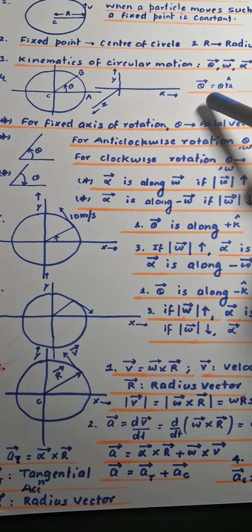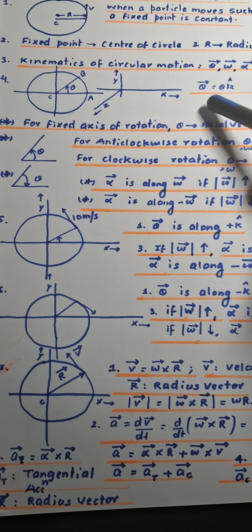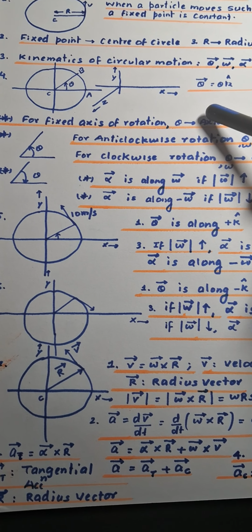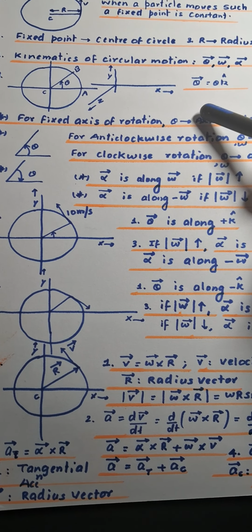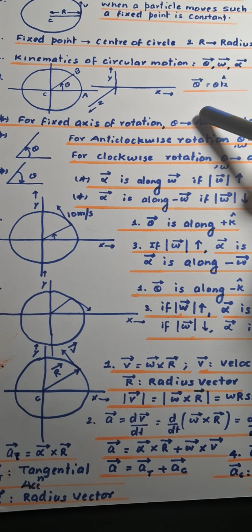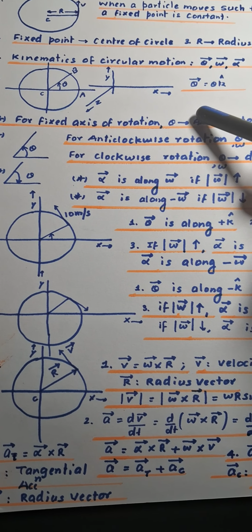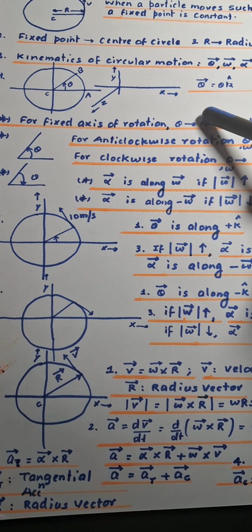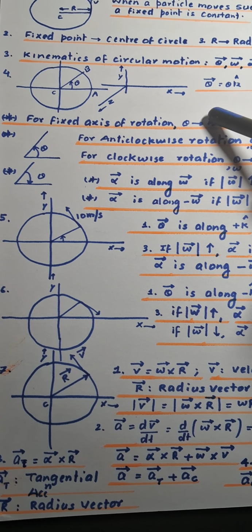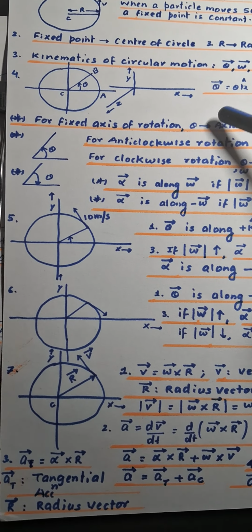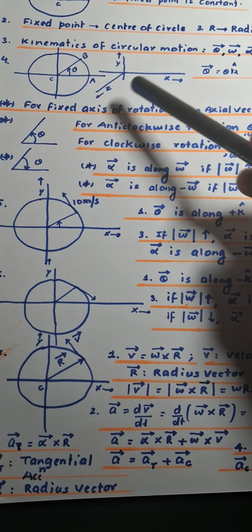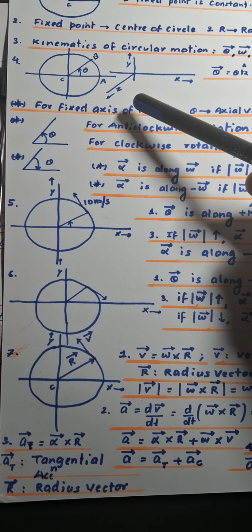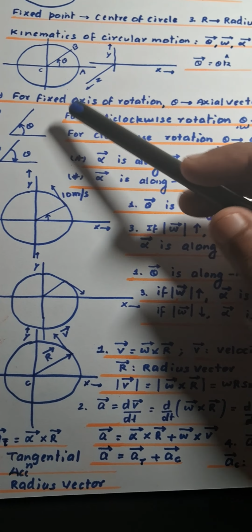So angular displacement is in a plane which is perpendicular to the motion, perpendicular to the circular motion. It may be up the plane and may be down the plane. It is up the plane when the angle is moving in anti-clockwise sense, and it is down the plane when the angle is moving in clockwise sense. So this is the standard convention used to find the direction of the angular displacement vector.